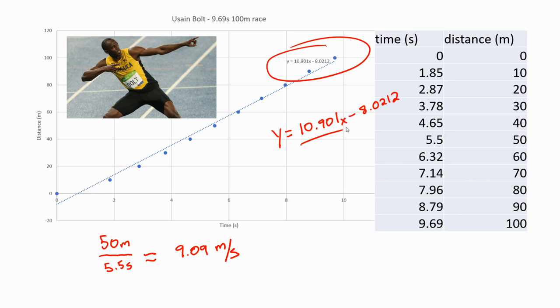Think about what slope is. That's our slope for this particular equation. But slope is just rise over run, right? So in this case, you could think of it as y over x. My y-axis here is distance in meters. My x-axis is time in seconds. And so when I find the slope for that entire race, what I'm really finding is his average speed during that race.